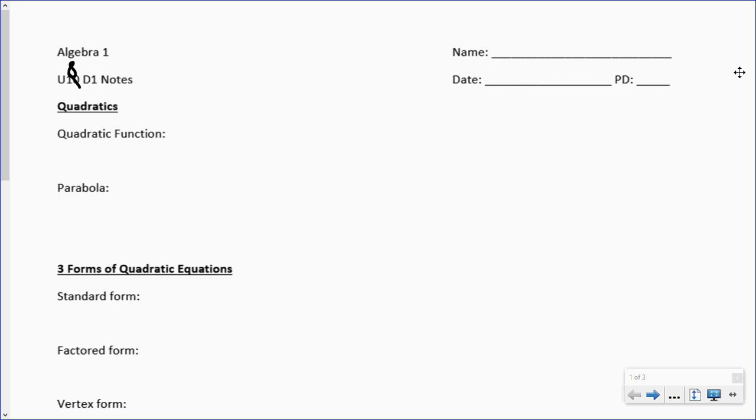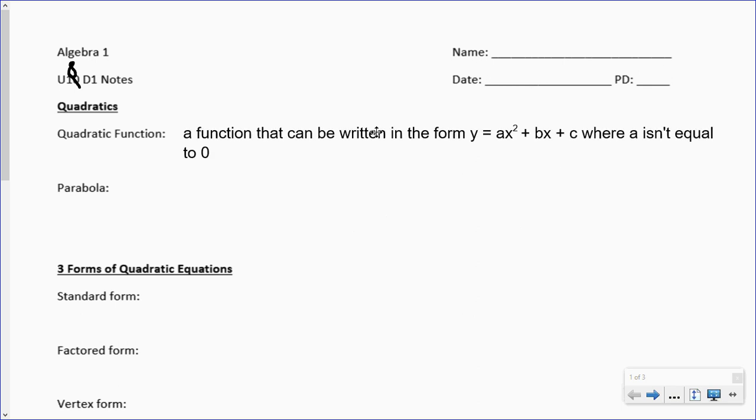Today is Unit 8. We're starting quadratics and quadratic functions, quadratic equations. Anything with the word quadratic is in this unit. So, first thing, quadratic function. It's a function that can be written in the form y equals ax squared plus bx plus c.